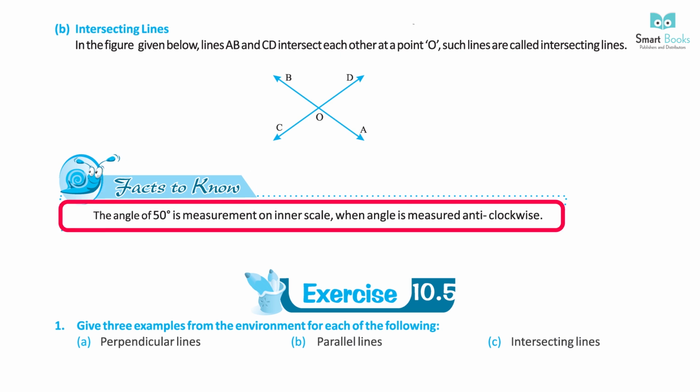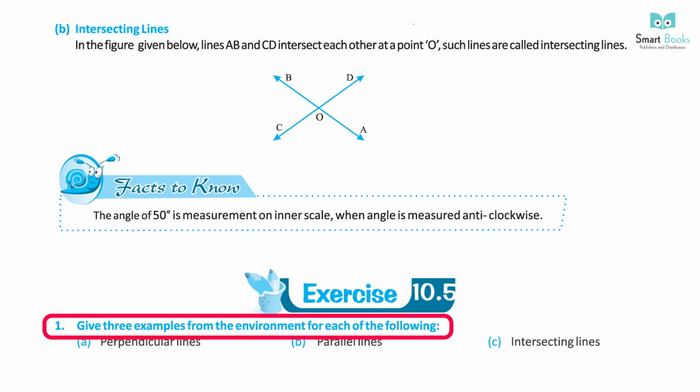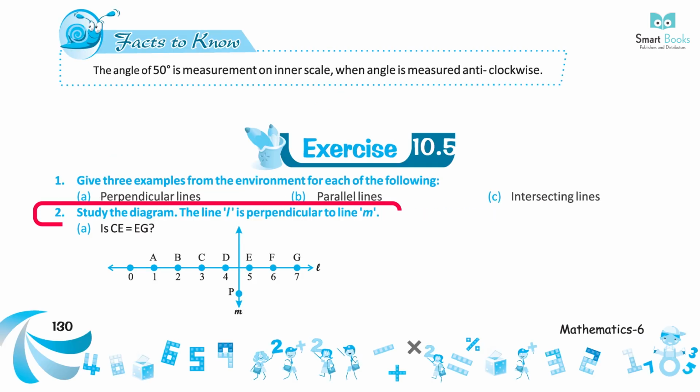The angle of 50 degrees measurement on inner scale when angle is measured anti-clockwise. Exercise 10.5. Question 1. Give 3 examples from the environment for each of the following. A. Perpendicular lines. B. Parallel lines. C. Intersecting lines.